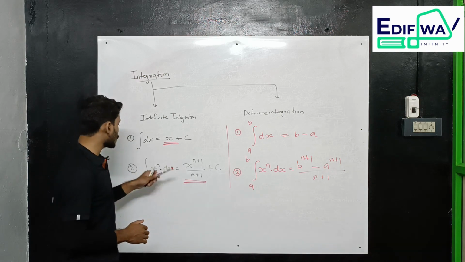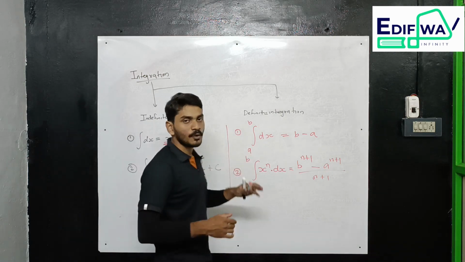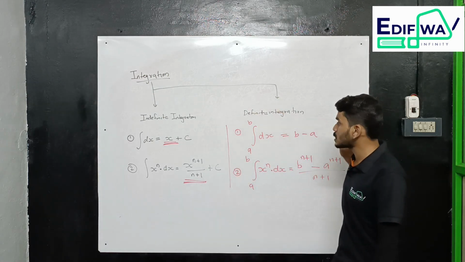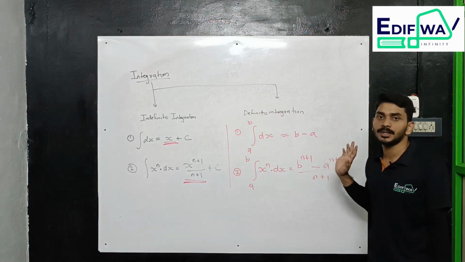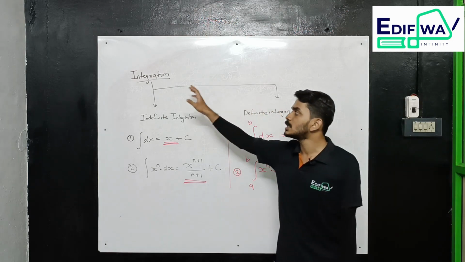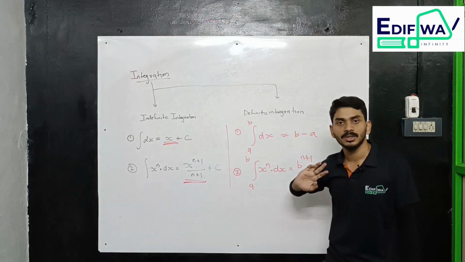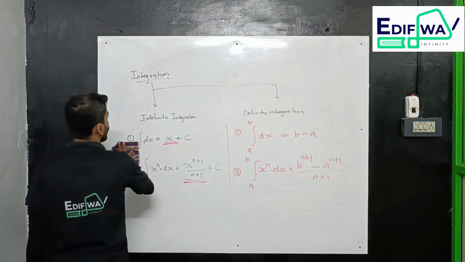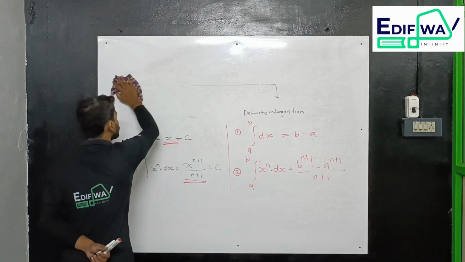So these are the 4 formulas: 1, 2, 3, 4. These 4 formulas are something you have to memorize so that you can do simple integration questions. So let's go ahead and work out some problems.